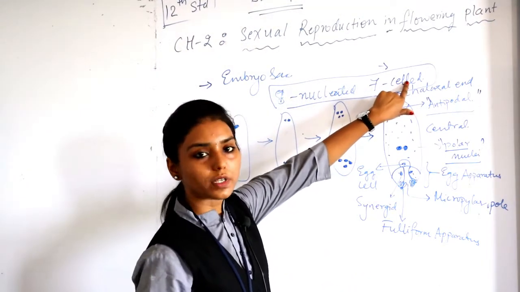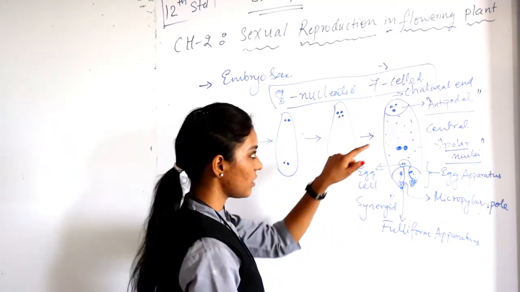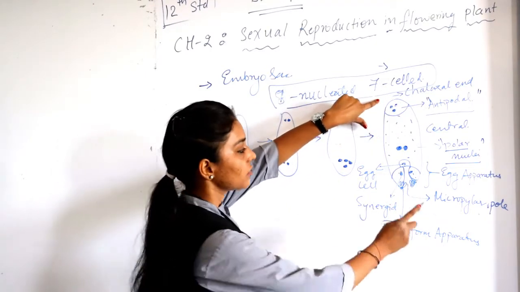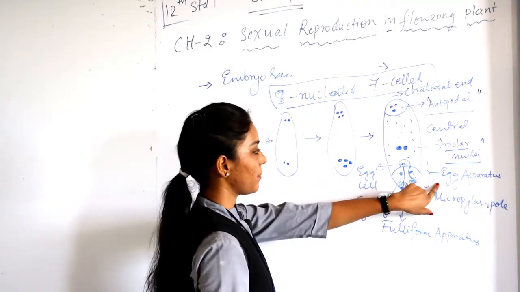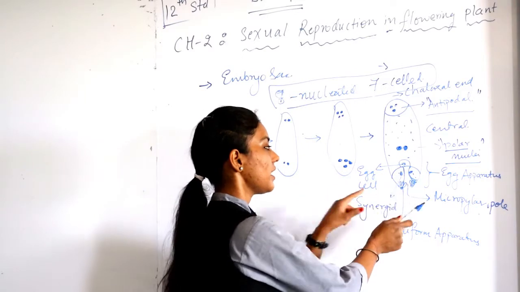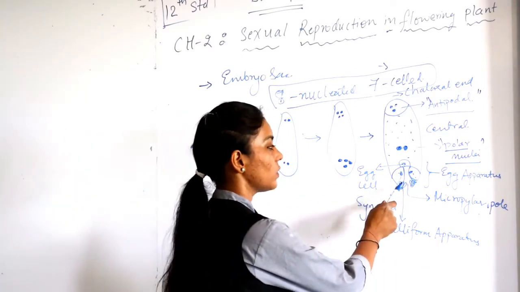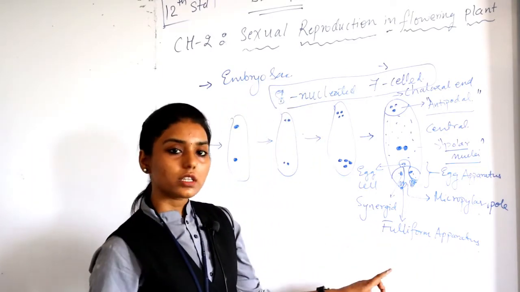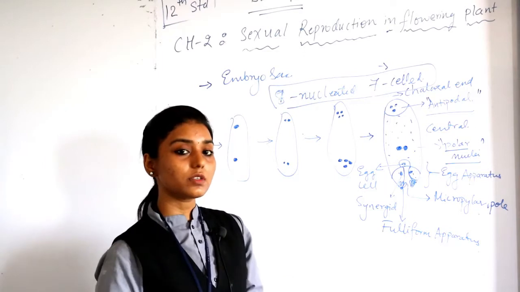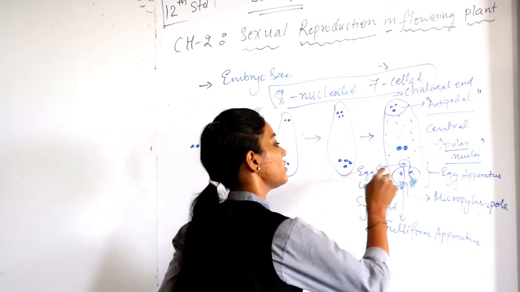See over here again, 1, 2, these are the 3 antipodal cells present at the chalazal end and 3 at the micropylar pole, consisting of an egg apparatus having 1 egg cell and the other 2 synergid cells. These synergid cells also comprise the filiform apparatus. This filiform apparatus helps in what? They help in nourishment of the pollen tube which is going to enter.